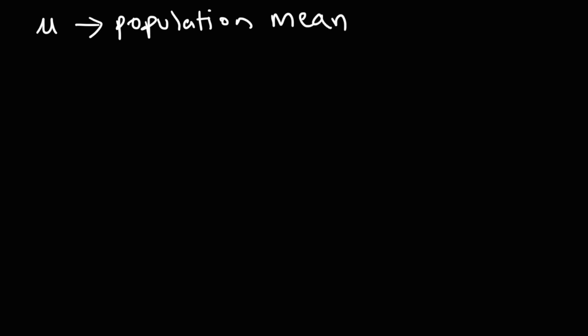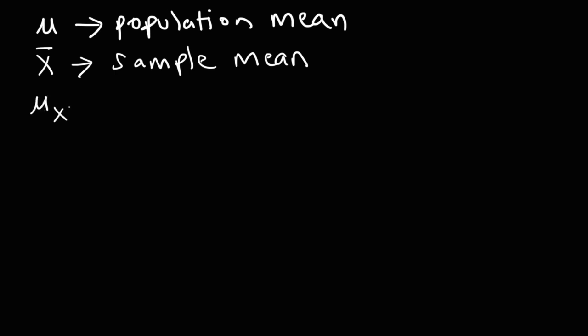Now let's talk about some symbols and variables that you need to know. So mu, this is the population mean. You've seen that before. The next one is x bar. This is the mean of the sample, or you could say the sample mean for short. Next, we have mu with a subscript x bar. So this is the mean of the sampling distribution.